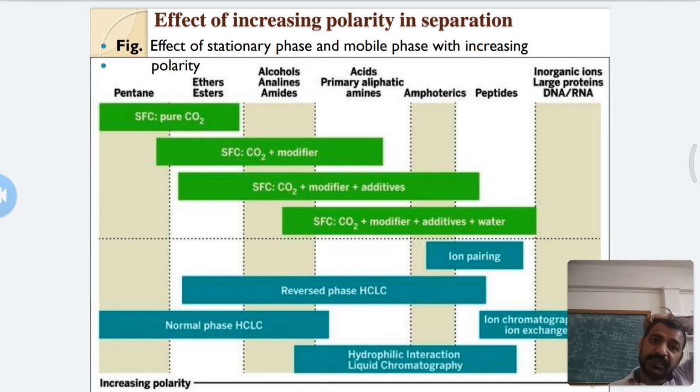Similarly, if our analytes are alcohols, acids, primary aliphatic amines, etc., we use supercritical fluid CO2 as well as modifier, and additionally we add additives. So we just discussed the different types of additives we use for increasing polarity.